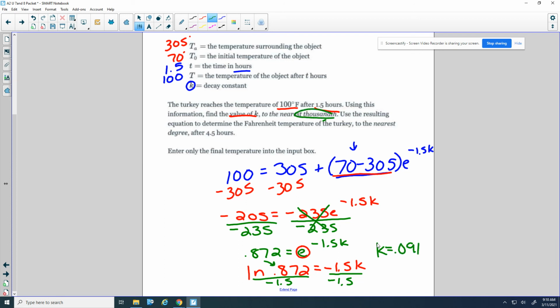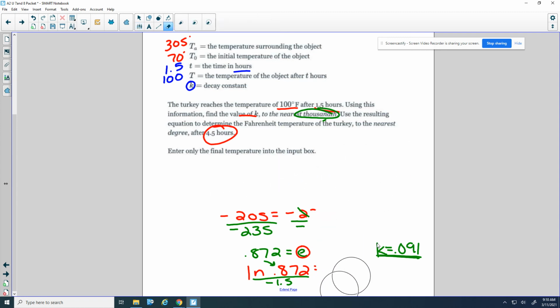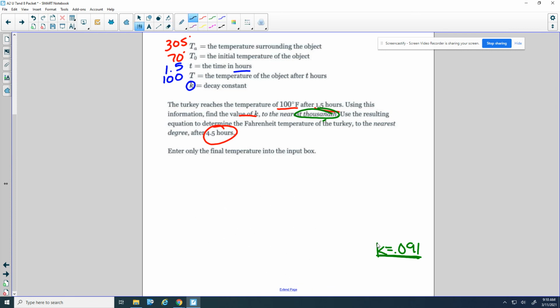The problem tells me to round to the nearest thousandth, so I do not need to use this whole decimal again. So I'm going to erase the problem to this point, and we'll use that value of k to ultimately figure out the temperature of the turkey to the nearest degree after 4.5 hours. Okay, so I'm going to erase this section now. And we are now looking for 4.5 hours. We don't know the temperature, but we did solve and find that k is 0.091.